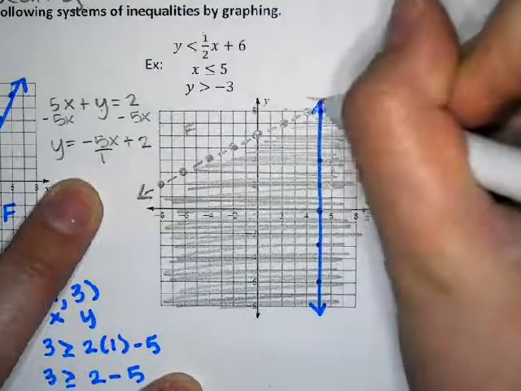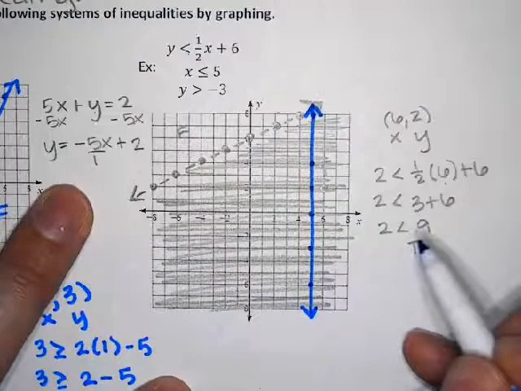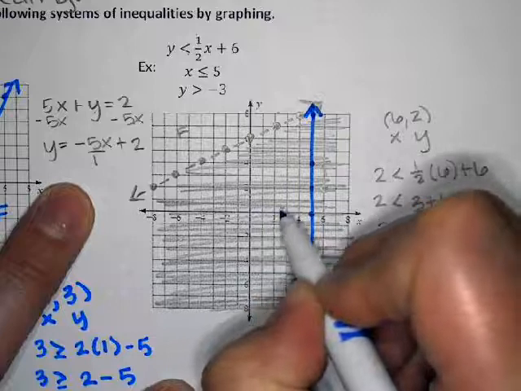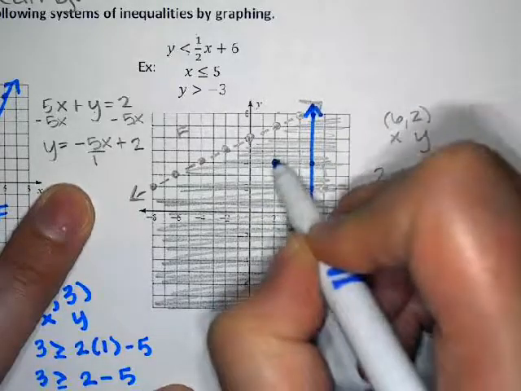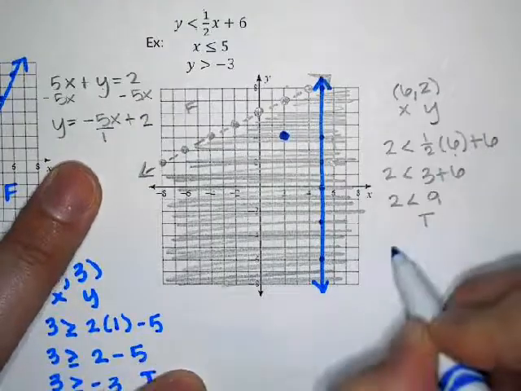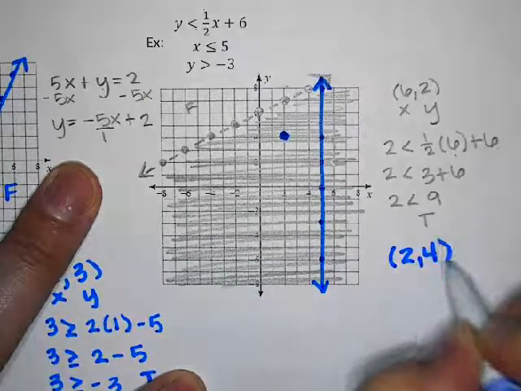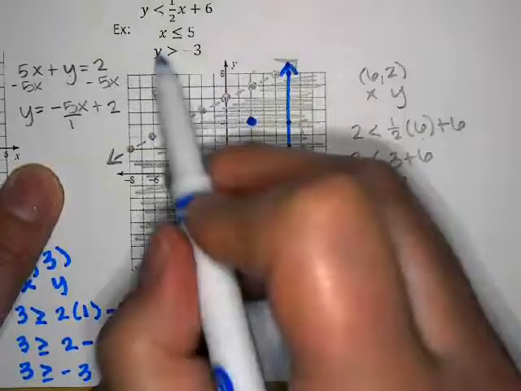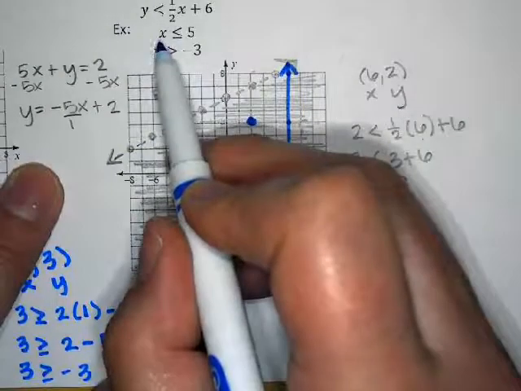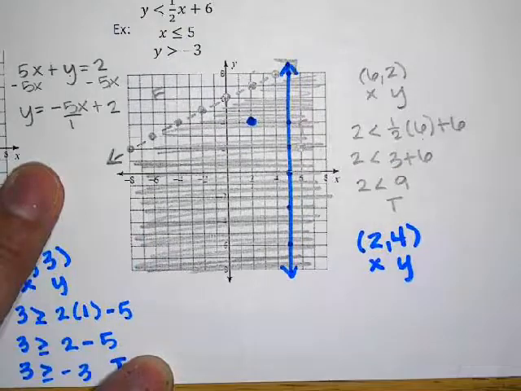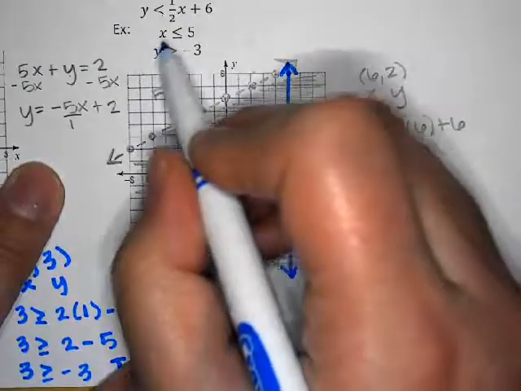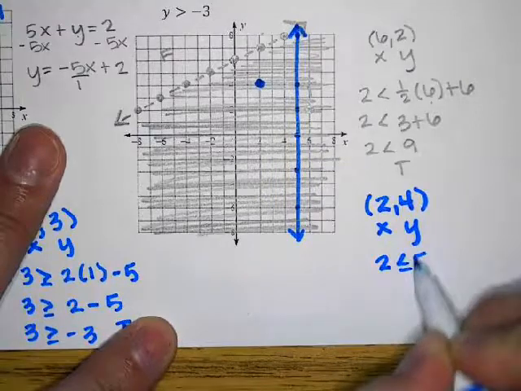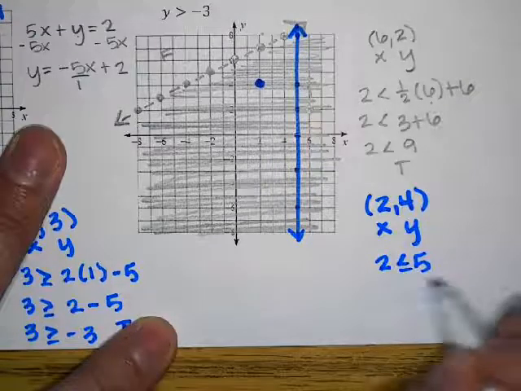Now I'm going to go ahead and pick a point to plug in. I'll use the point (2, 4). 2 for x, 4 for y. Here, I only have a place to plug in x. I do not have a place to plug in y. So I'm only going to plug in the x value. It says x is less than or equal to 5, so 2 is less than or equal to 5. Is that true or false? That is true. So the point is true.